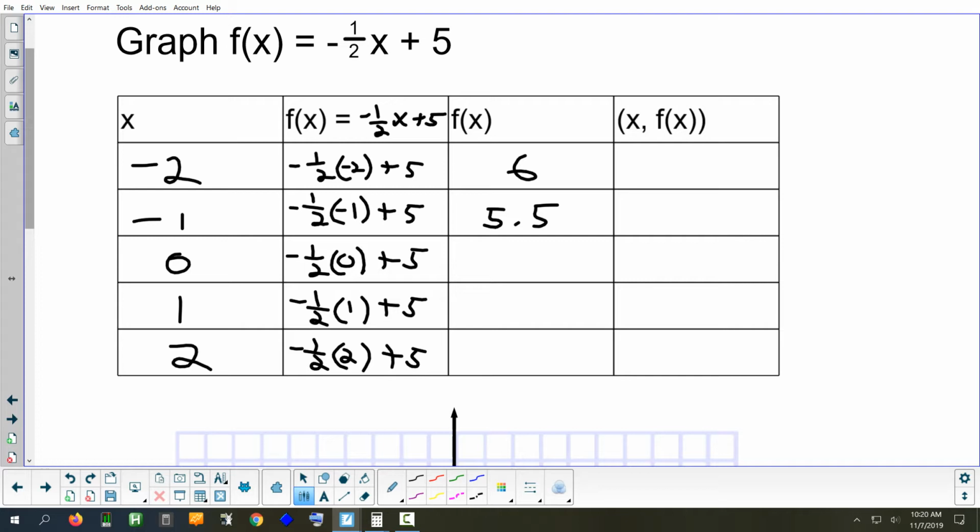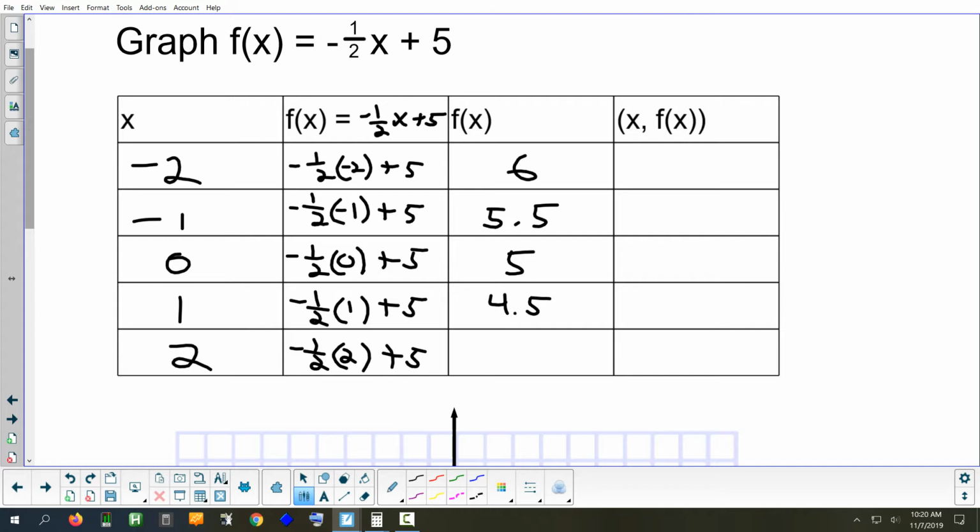Yep, Joe? Zero. Zero plus five? Five. There we go. Negative a half times one. Jade? Negative 1 half. What's negative 1 half plus five? It's like 5 minus a half. Yep. 4 and a half.